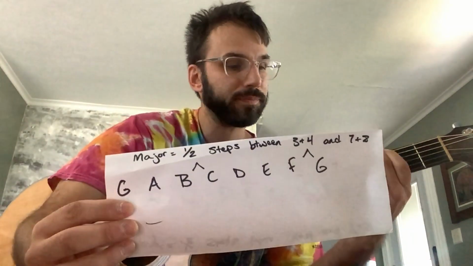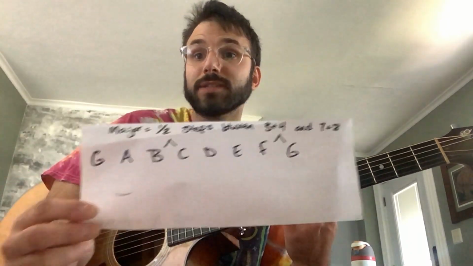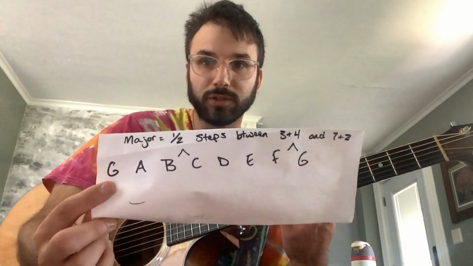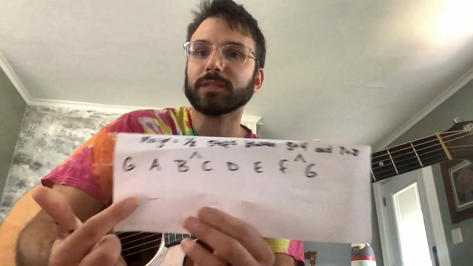A to B. So G to A. And then we have A to B. Is that a whole step? Did I skip over a fret? Yes, I did. So that's a whole step. That works. So G to A and A to B. That works. All checks out so far. This is where it gets spicy.